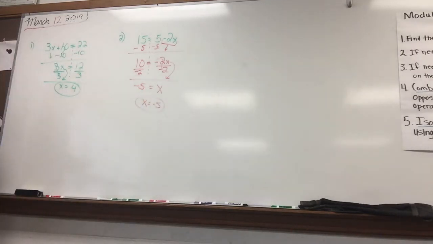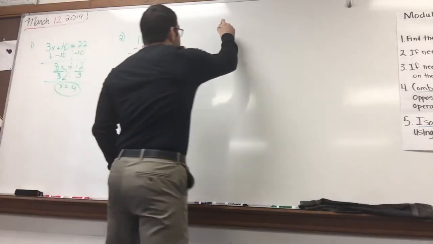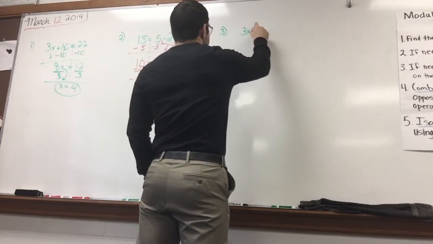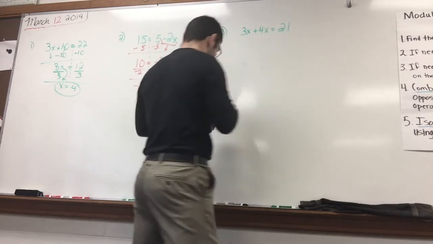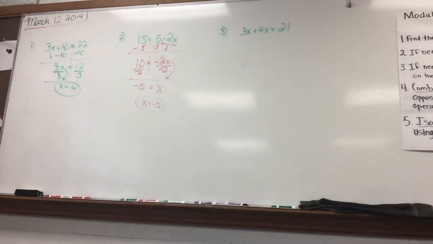Questions, concerns, problems on how I got that one? Let me see my thumbs if we got that one right. I feel pretty good with this. You guys did very well for your first try. Here we go. Let's try another one. Let's go. 3x plus 4x equals 21.